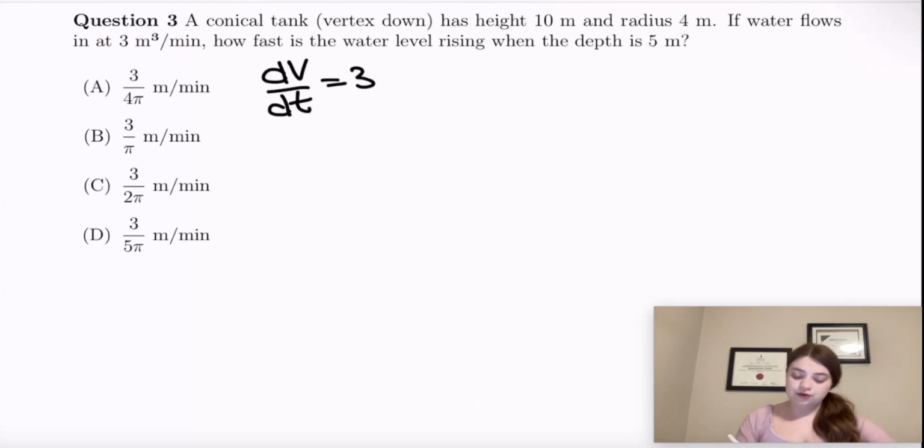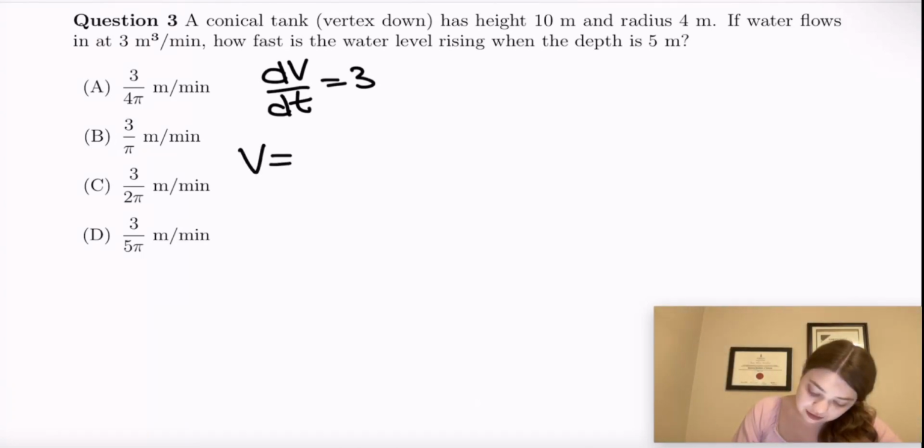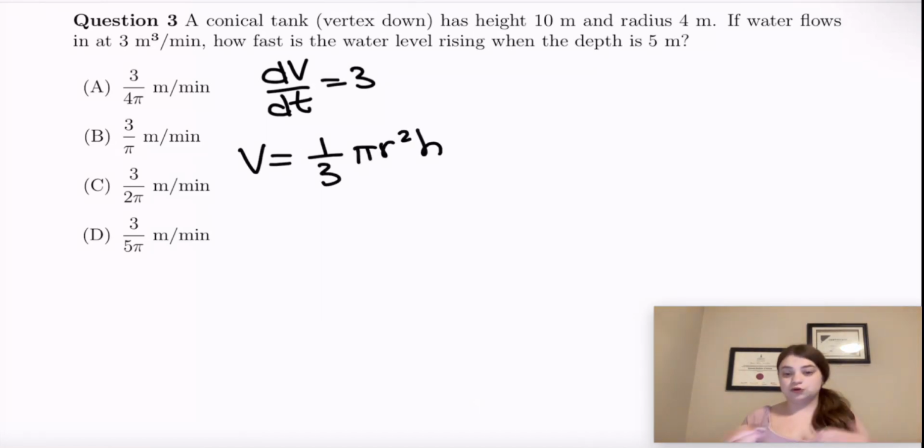The other thing I want to note is that the volume of a cone in general is 1/3 pi r squared h. So that's also a crucial thing we need to know. And now I'm going to go ahead and draw my cone. So here's my cone.